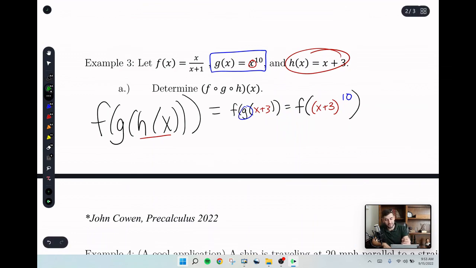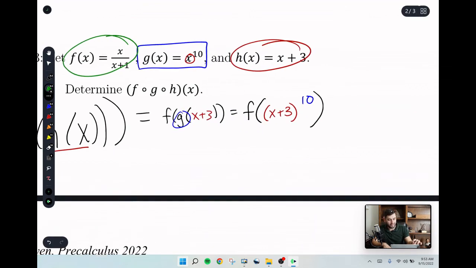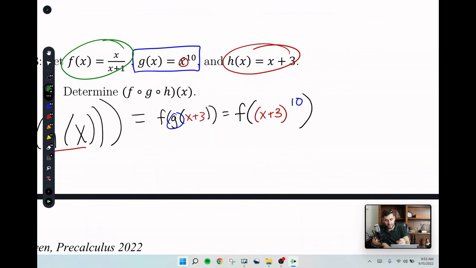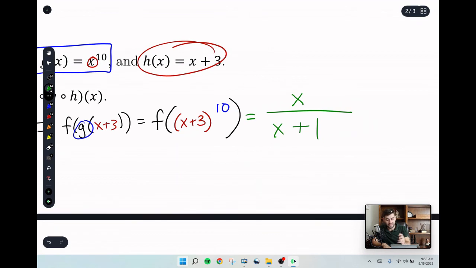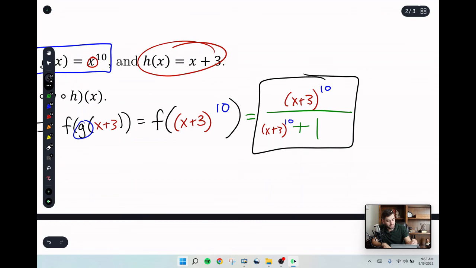And now we'll do this green function. The f is the green function, right? So anytime we see an x, what are we going to plug in? What we just got. So every x is going to get that thing. So here we go. Equals x over x plus 1. But instead of x's, what are we writing? That whole function from the other side. (x plus 3) to the 10. No x. It's actually (x plus 3) to the 10. And that is our function.